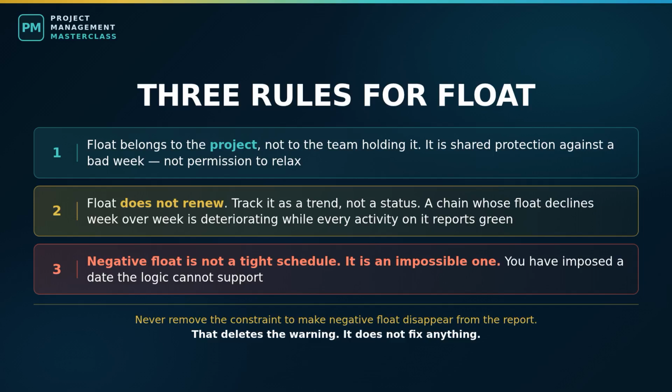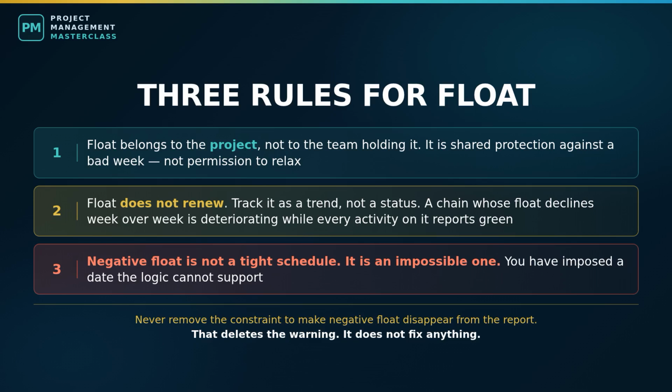Now 3 principles for using float. Principle 1. Float belongs to the project, not to the team holding it. If the boring crew has 5 days of float, that is not 5 days of permission to relax. It is protection the whole project owns against a bad week. The moment a team treats its float as personal comfort, they consume it early on something trivial, and it is not there in month 5 when you desperately need it. Float is a shared asset. Say that out loud to your teams.